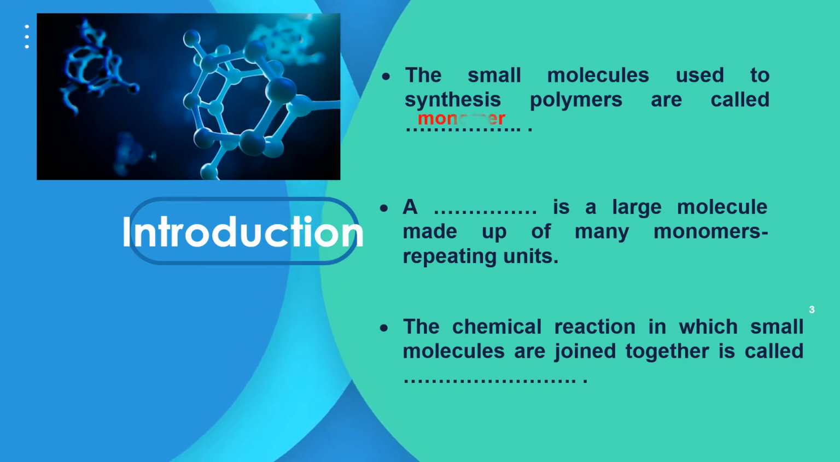The small molecules used to synthesize polymers are called monomers. A polymer is a large molecule made up of many repeating monomer units. The chemical reaction in which small molecules are joined together is called polymerization.